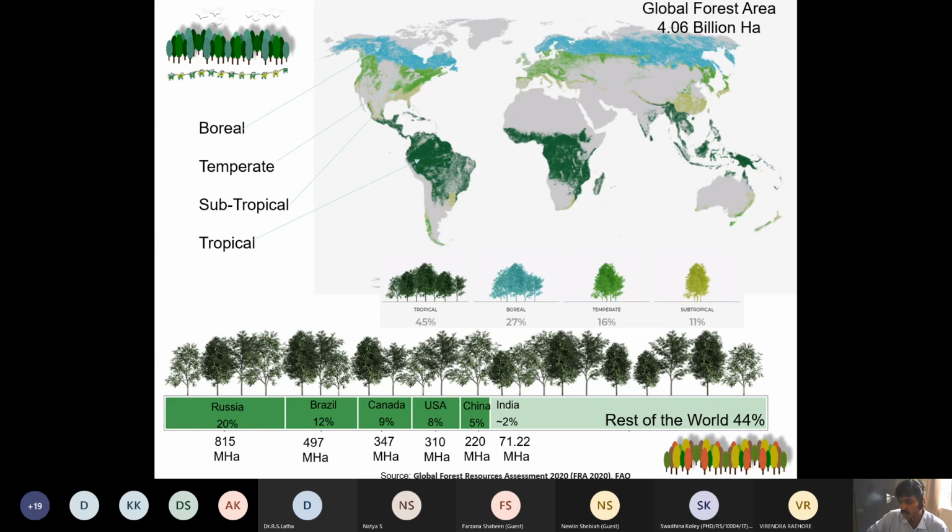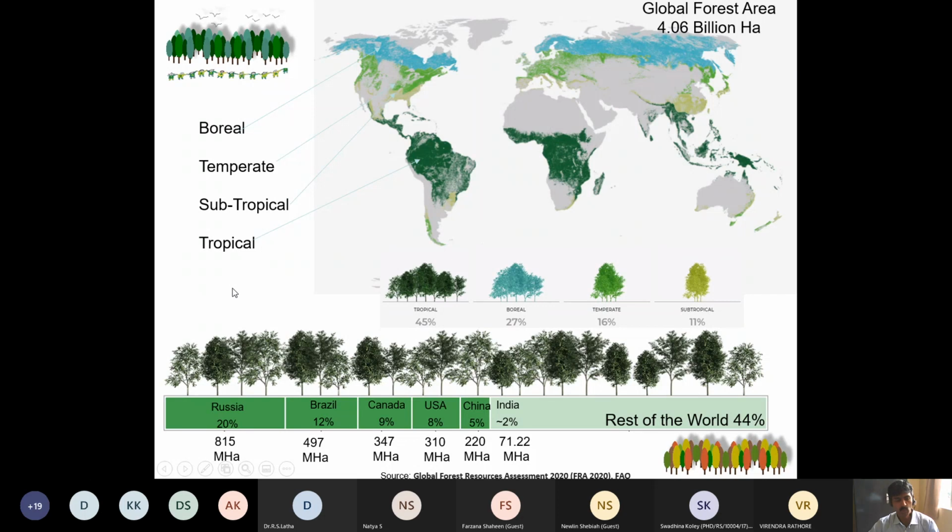Thank you. So 56% of the global forest comes from these 5-6 countries, and then the remaining contribution is from other areas. Mainly they are in Indonesia, the Philippines, and then African countries, the rest of them.